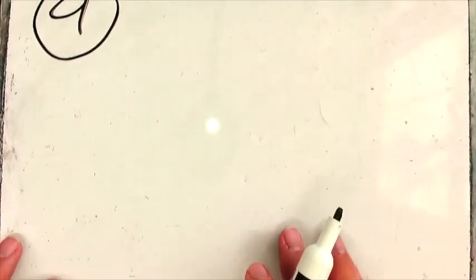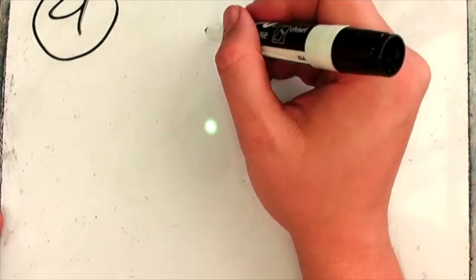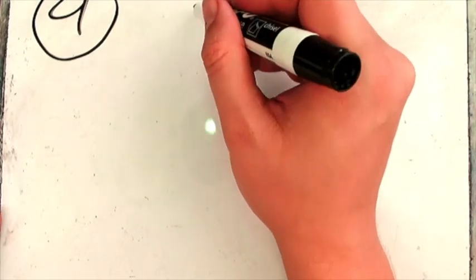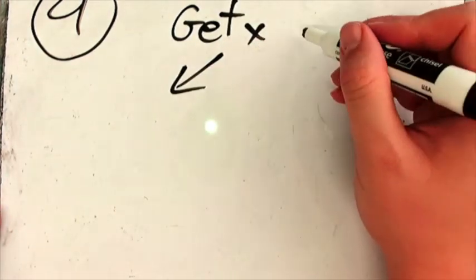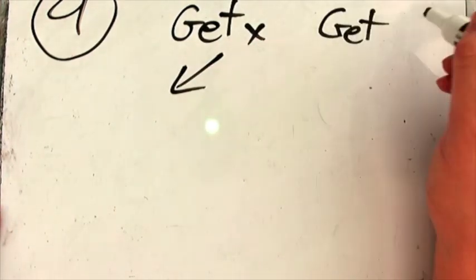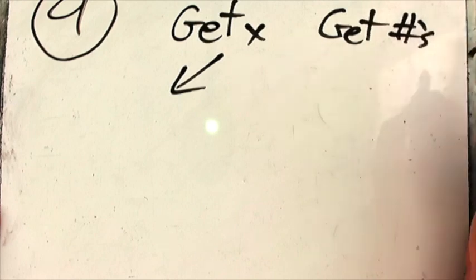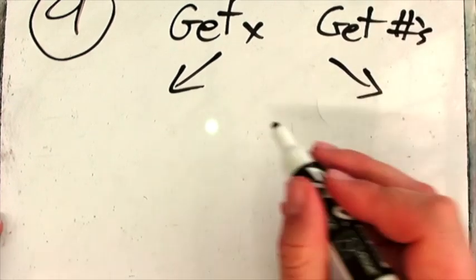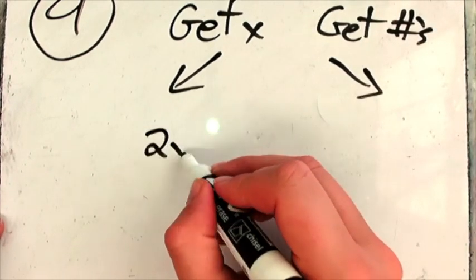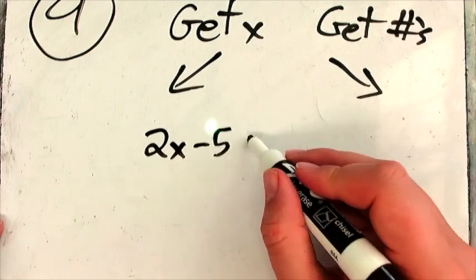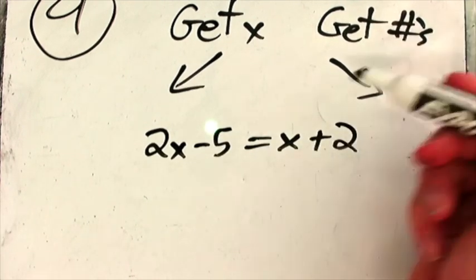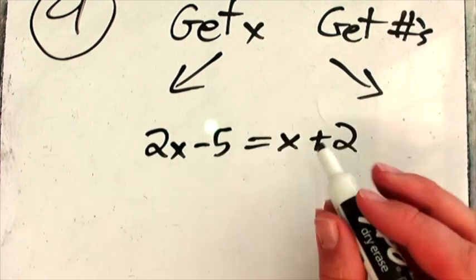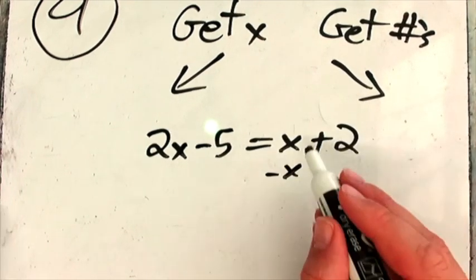Question 9. This is algebra. Algebra is essentially getting the x's on one side, and then getting numbers on the other side. What do I mean? Let's give an example. 2x minus 5 equals x plus 2. I want to get all the x's onto this side, which means I need to subtract an x here.